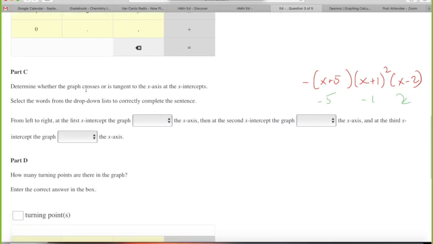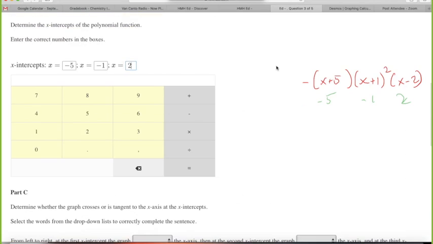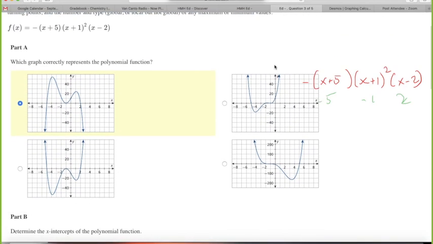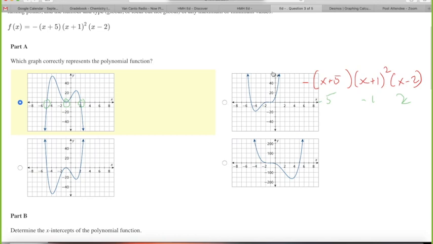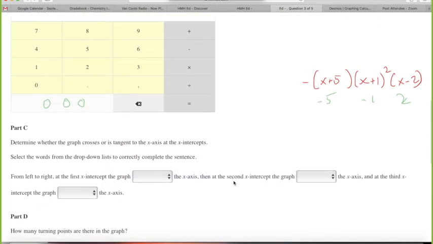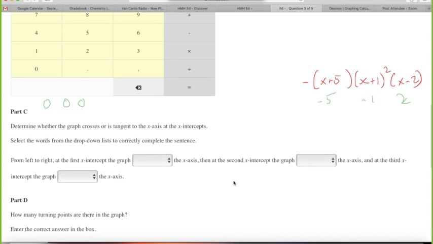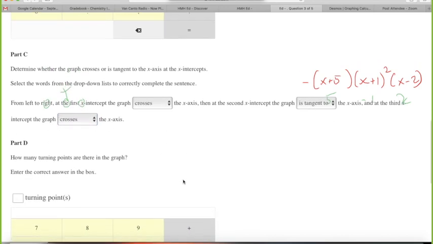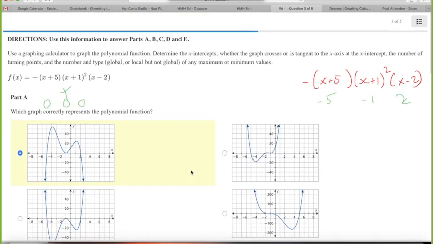Determine whether the graph crosses or is tangent at the x-intercepts. So from left to right, we've got a cross, a tangent, a cross. Remember, cross is when it goes from one side of the x-axis to the other one. A tangent is where it just touches the x-axis. So I'm writing tangent in front of that one so that I remember from left to right: it crosses, is tangent to, crosses.